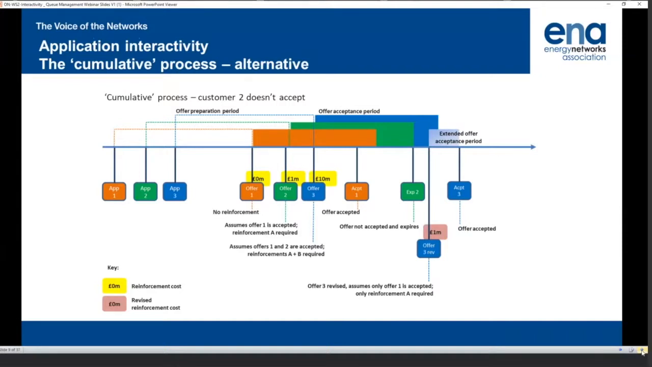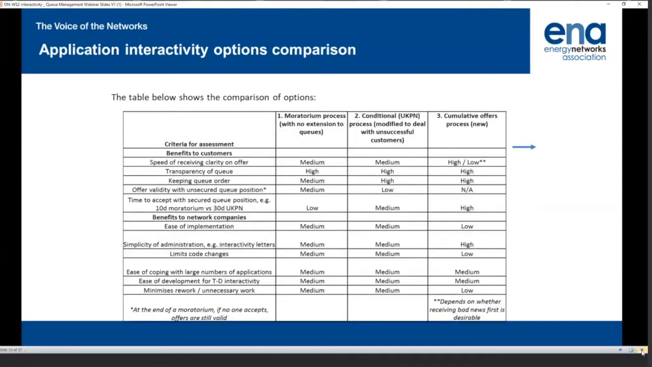But because we've issued this revised offer quite close to the end of their offer acceptance period, it's likely that we would need to issue some sort of extension to their offer acceptance period. And then in this example, the customer accepts that offer. So there's a couple of other scenarios with that in the consultation document appendices. If we just go on to the next slide, because Michael needs to get on shortly into queue management bits.